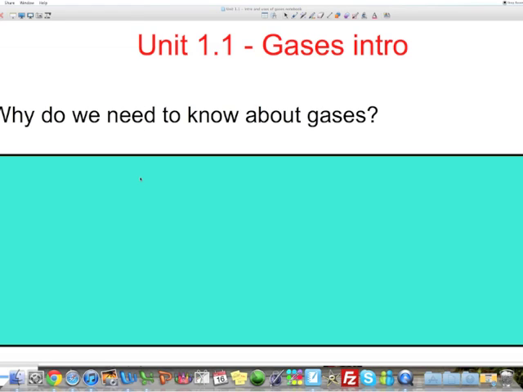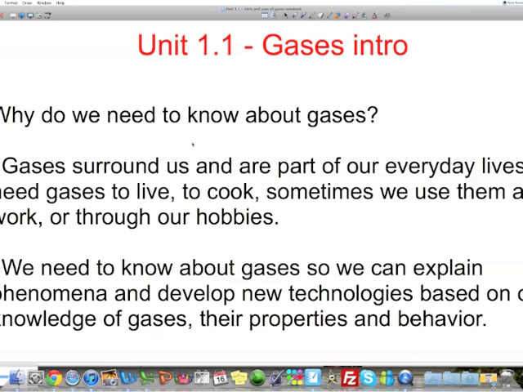So let's look under that little box and see what else there is and why do we need to know about gases. So simply put, they surround us and we encounter them every day. So we need them to live, as I was saying, when we breathe. We need them to cook through combustion sometimes, and we use them at work, possibly, and also through our hobbies. For example, if you go on vacation and you go not scuba diving, but diving with an air tank, well, that's a type of hobby, obviously. You'll need to breathe some kind of air or some kind of gas mixture.